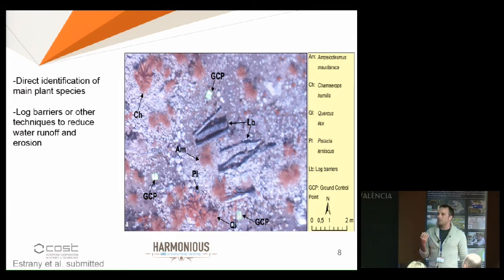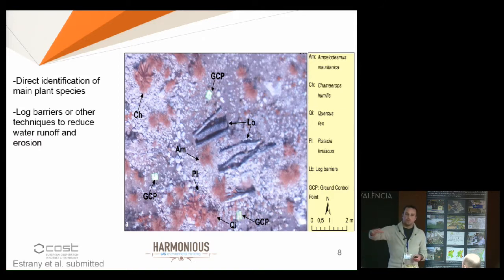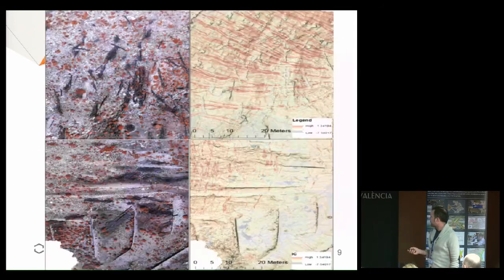The resolution can be so precise that we can even distinguish the species. Here is Chamaerops humilis, a small palm, and here is a grass. We can distinguish them because of the shape of the canopy. We can also distinguish these structures here: log barriers, which are meant to reduce the runoff. These are pines that were burned; they were cut and put in different places along the catchment to try to reduce the potential erosion there.